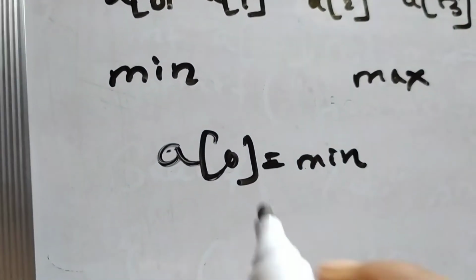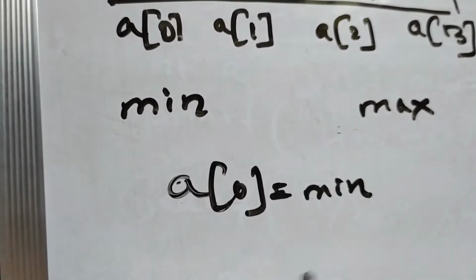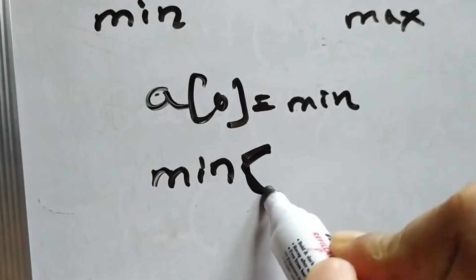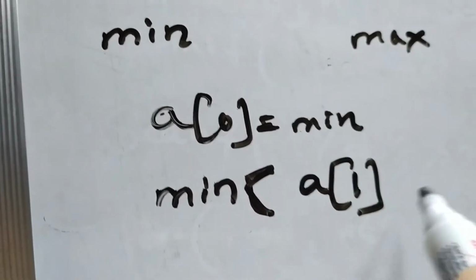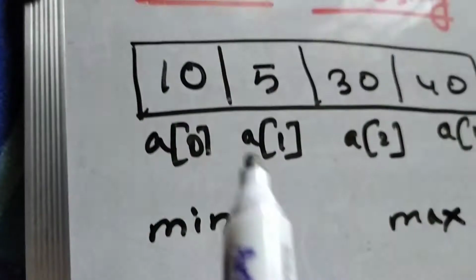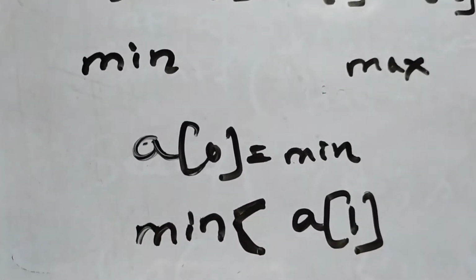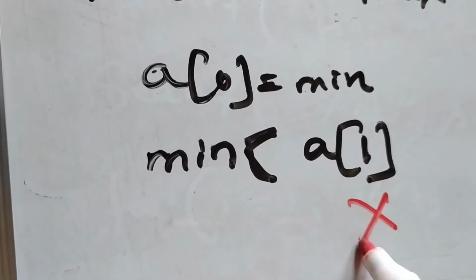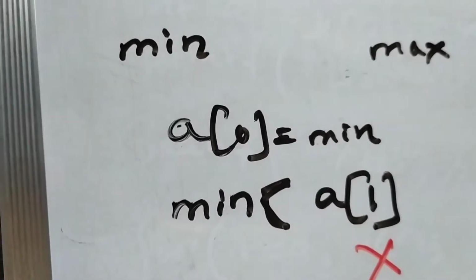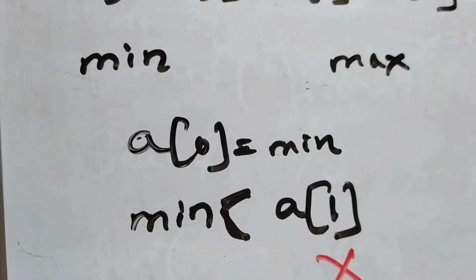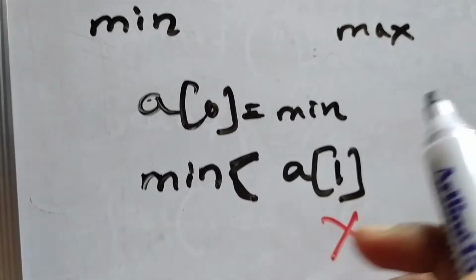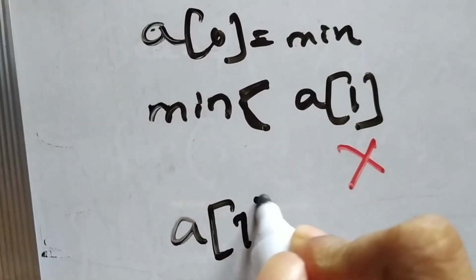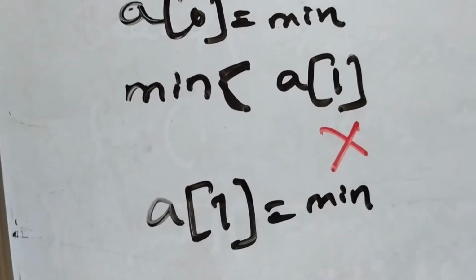Now since this is the minimum value, this must be less than all those values. So minimum less than a1. Now a0 is minimum. What is the value of a0? 10. What is the value of a1? 5. So this condition is not satisfied. The loop will end here, and the new minimum value will be a1. So a1 equal to minimum.